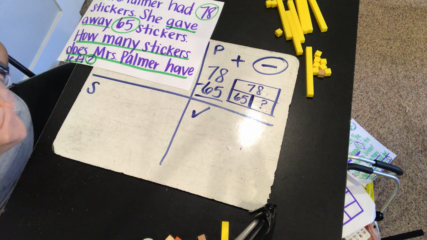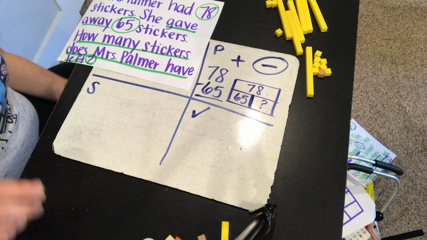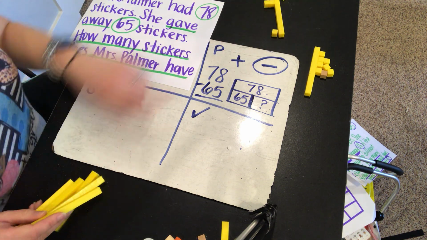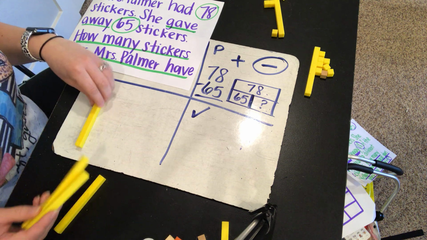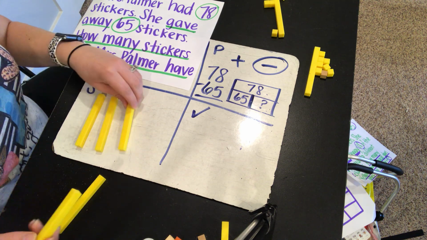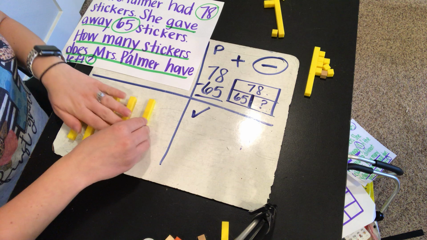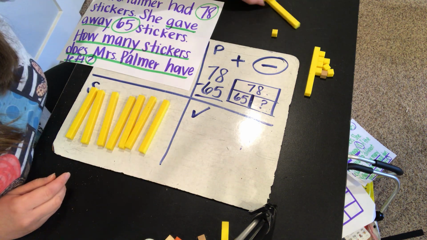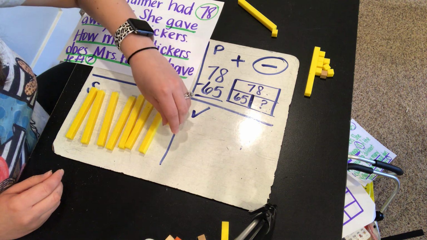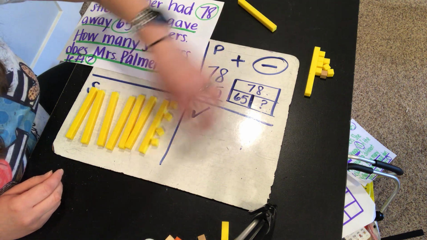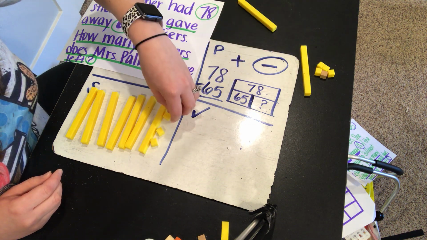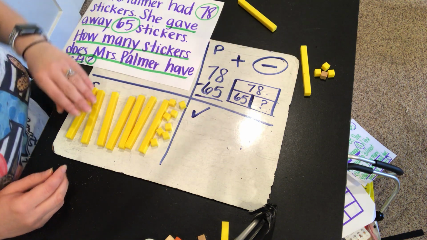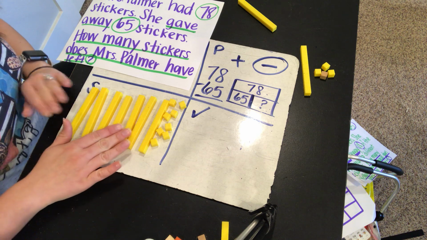Okay, now we solve. I'm going to solve using my base 10 blocks. That's one strategy we can use. So let's build the number 78. 10, 20, 30, 40, 50, 60, 70, 71, 72, 73, 74, 75, 76, 77, 78.